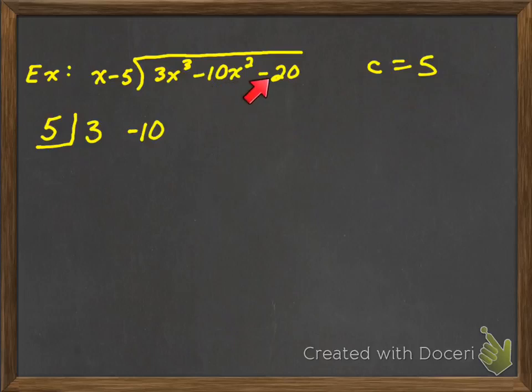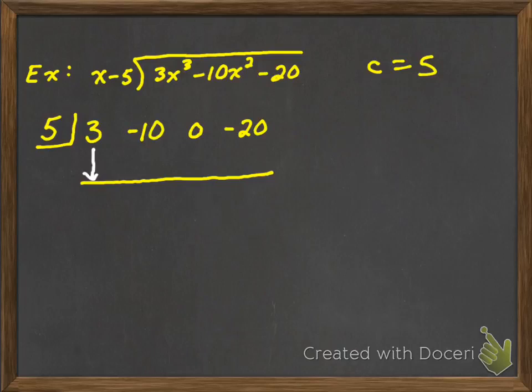Now, if you'll notice, there is no x to the first power in this problem. So we need to insert a placeholder of 0. That would represent 0x to the first power. And then we have our constant on the end, which is minus 20. Just like with long division, we have to have all descending powers. All right, we leave a row blank so that we can fill the numbers in.